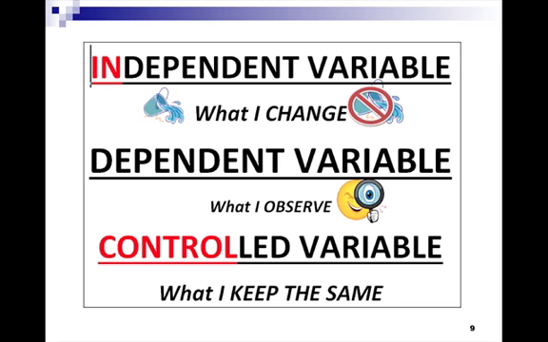And this is just another slide, once again, explaining. So the independent variable is what I change. The dependent variable is what I observe. And then the control is what I keep the same.